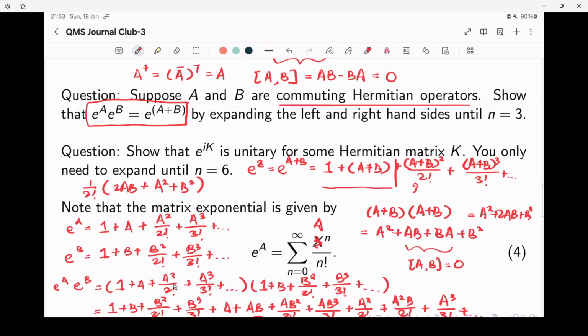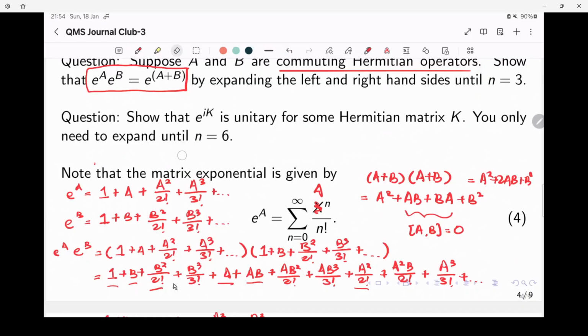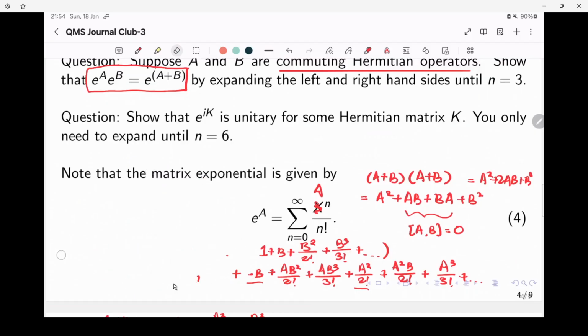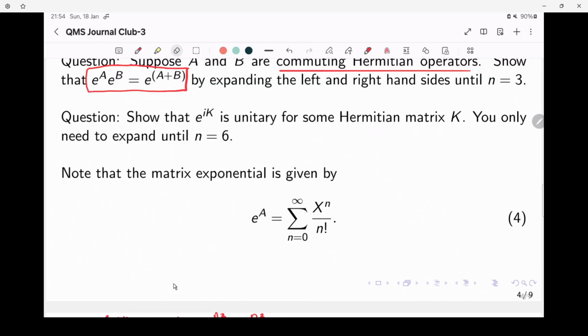So let's look at the second question. Show that e to the power of ik is unitary for some Hermitian matrix k. You only need to expand until n equals 6. So I will erase this part, and then perform the expansion again. Over here, you need to show that this is unitary.